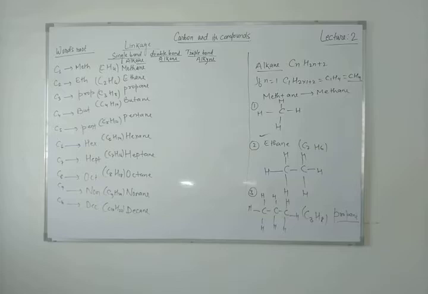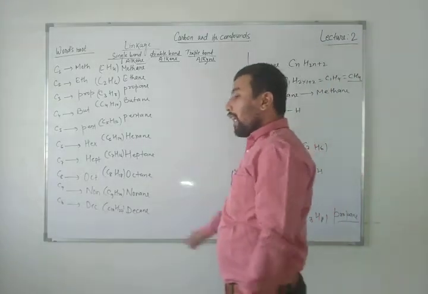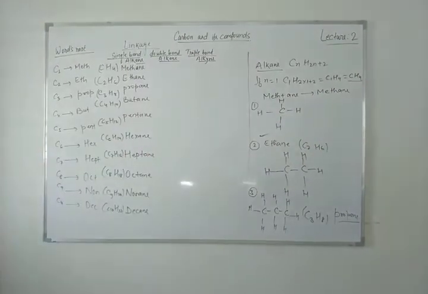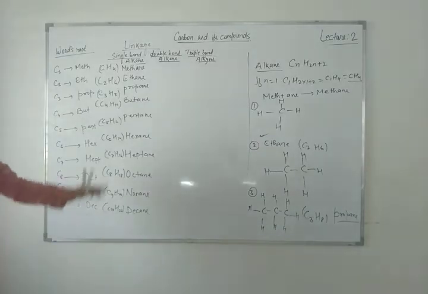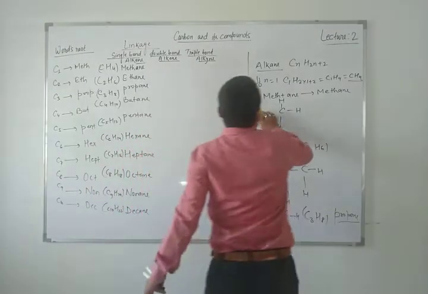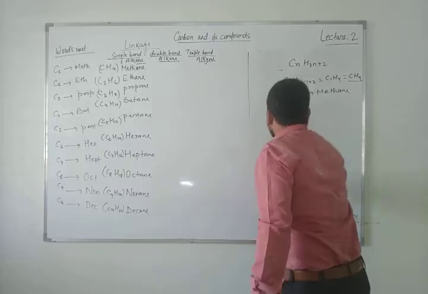It's very easy. You can draw this. First of all, you have to write the number of carbon atoms, then the name, then the formula, and then the structure. Now I will talk about the alkene. Do you know what alkene means? As I have said, alkene means a carbon-carbon double bond.